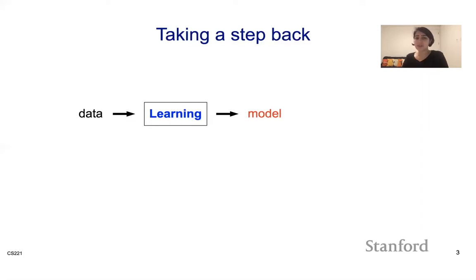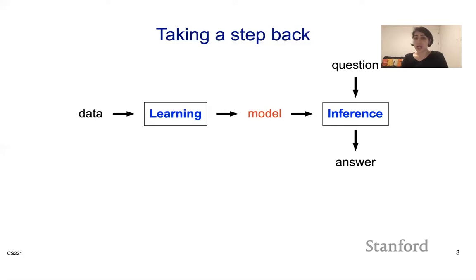Just taking a step back and thinking about the paradigms that we've used in this class, we started thinking about learning, modeling, and inference. The idea was we have some sort of data. From that data, we're going to learn a model, we're going to learn this representation. And then we're going to be able to do inference on that model.